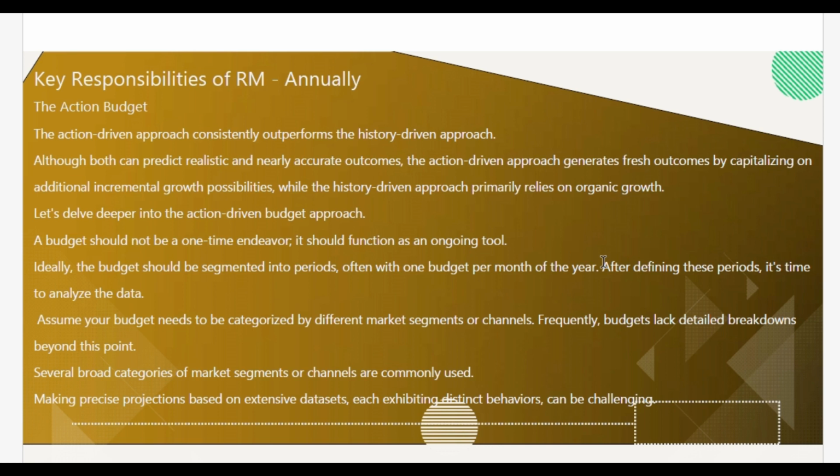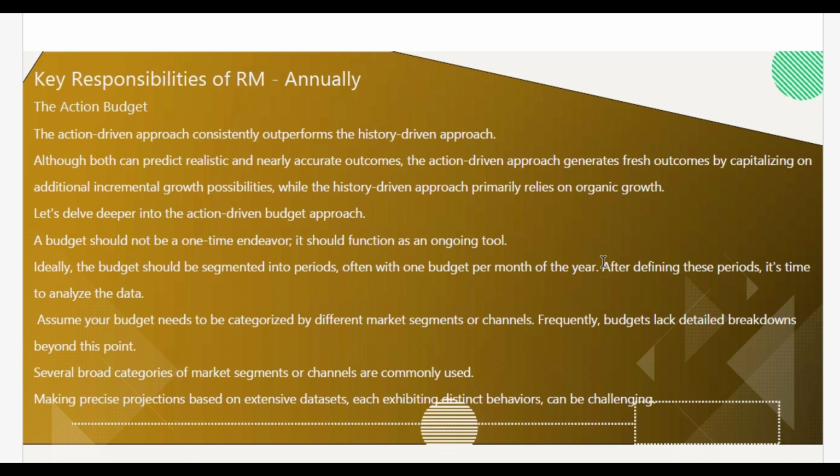Now, your budget needs to be categorized by different market segments or channels. Frequently, budgets lack detailed breakdowns beyond this point. So if you really break it down and divide it into different segments and months, these become your short-term goals, which every month you should achieve so that at the end of the year you are able to achieve the budget for the whole year. So that's why it would be good to break it down, analyze on a continuous basis, and keep trying to optimize.